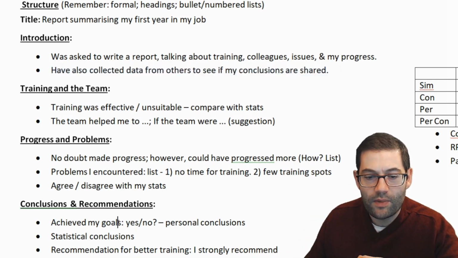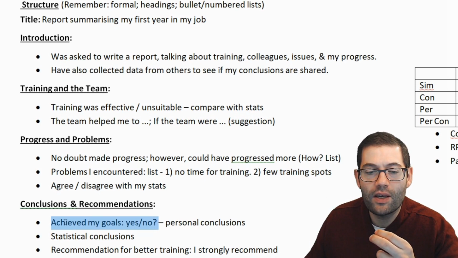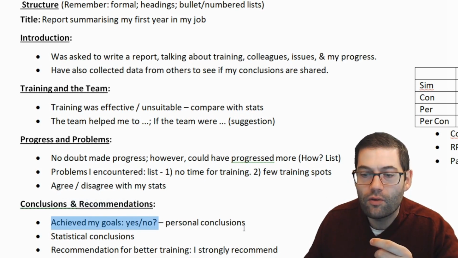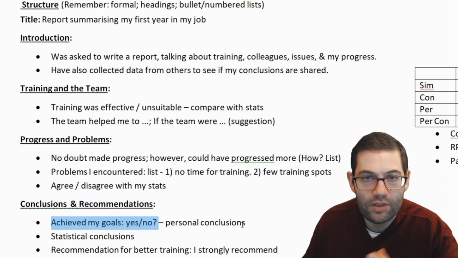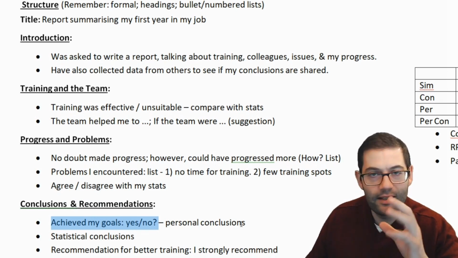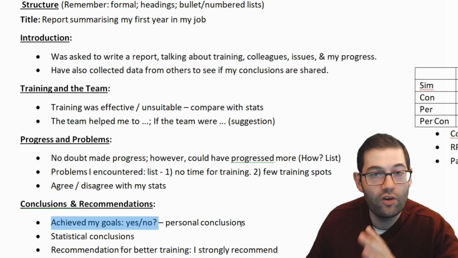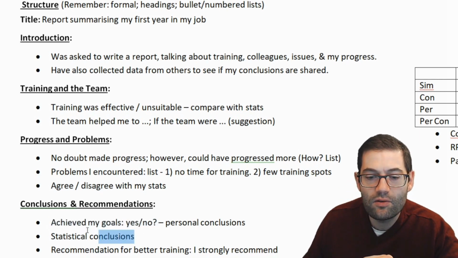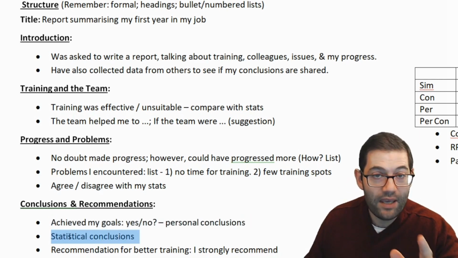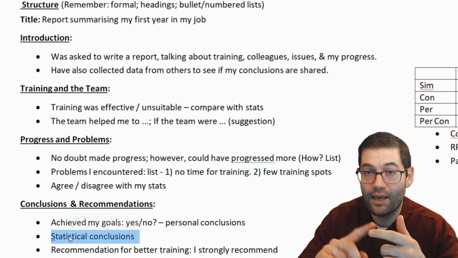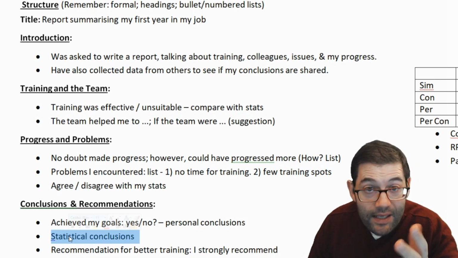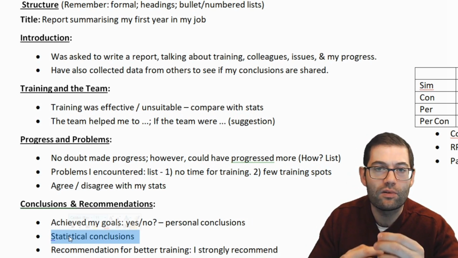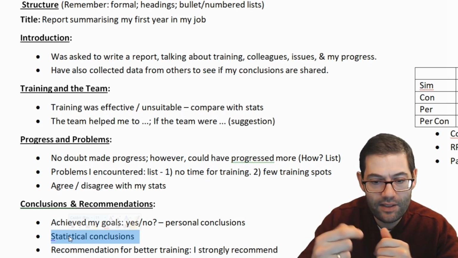Then conclusions and recommendations. Did I achieve my goals? Yes or no? My own personal conclusions. I feel that the first year was good, could have been better. I feel that the first year wasn't good enough. Statistical conclusions. My peers, my fellow employees think X, Y, Z. Could be another list. Do they agree with my personal conclusions? Do they not? Is there another discussion there?